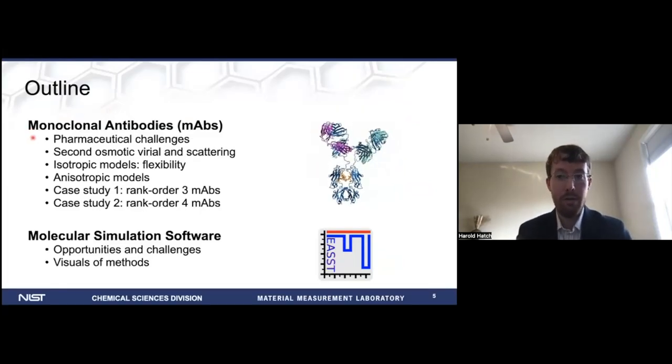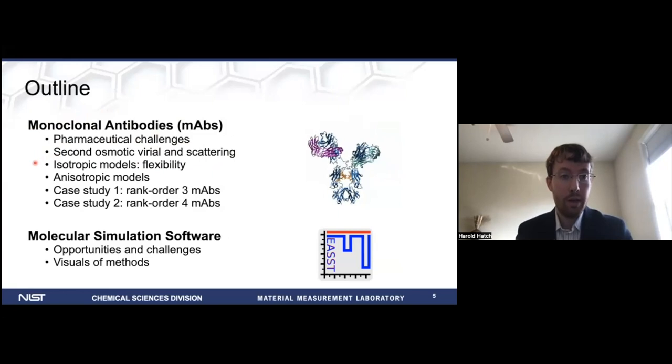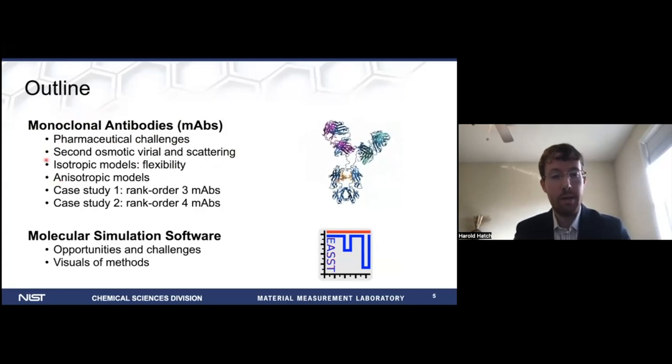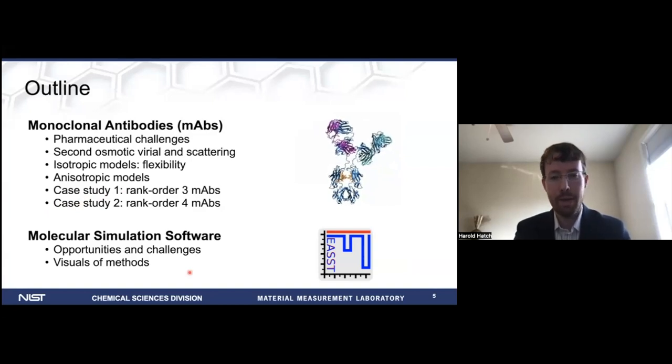First, I will motivate some reasons why we need multiscale antibody simulations to address challenges in the pharmaceutical industry. And after introducing a few examples of the kinds of experimental data that we're hoping to compare with to validate our models, I'll introduce a few different kinds of models, both isotropic and anisotropic models with flexibility in the hinge, and then I'll present these two case studies with real-world pharmaceuticals, trying to help rank order them using these coarse-grained models. And if I have time at the end, maybe 5 minutes, I'll briefly talk about the software that was used during all of this that's available to the community.